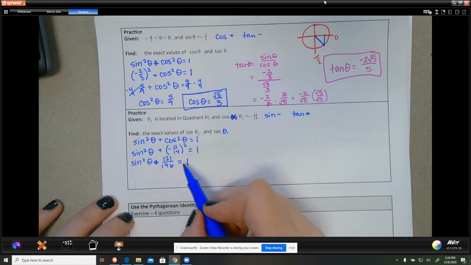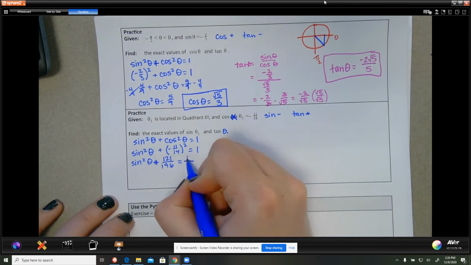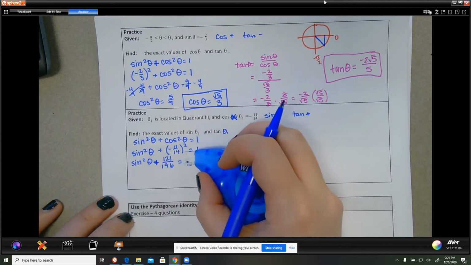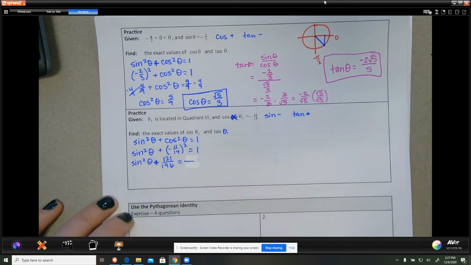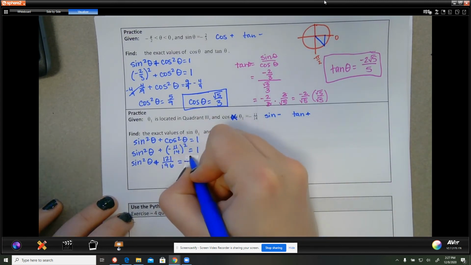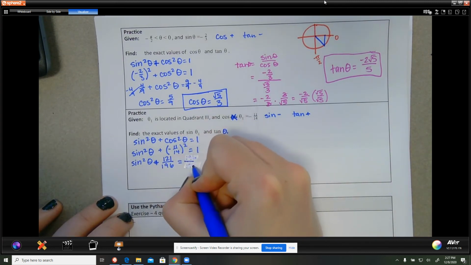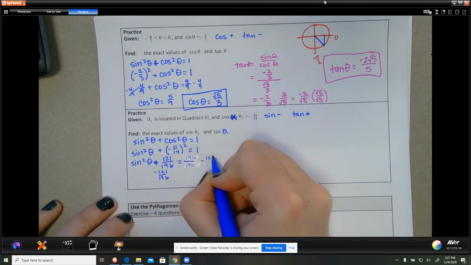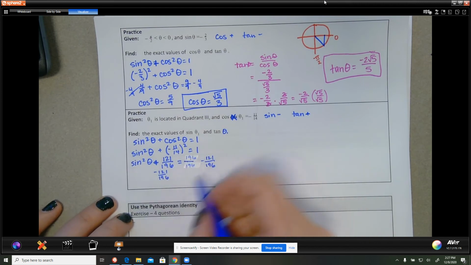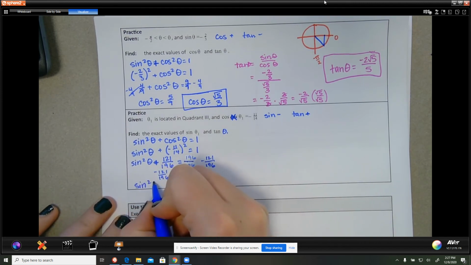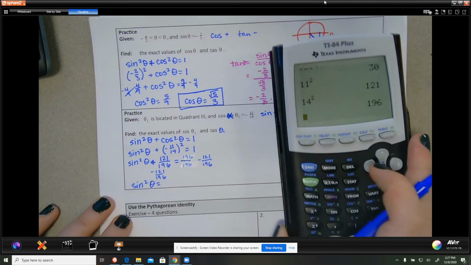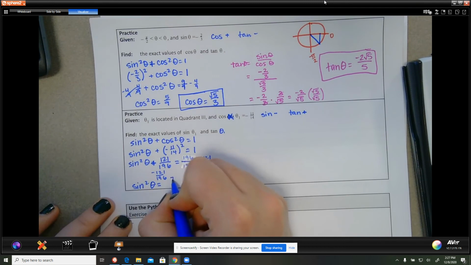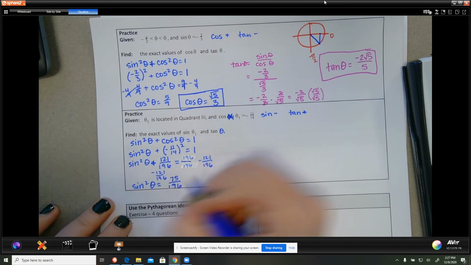All right, now 1 we can write as 196 over 196, so we have a common denominator. So then I can subtract 121 over 196 from both sides. All right, so that is gone. I have sine squared theta all by itself. And 196 minus 121 is 75. So we have 75 over 196.